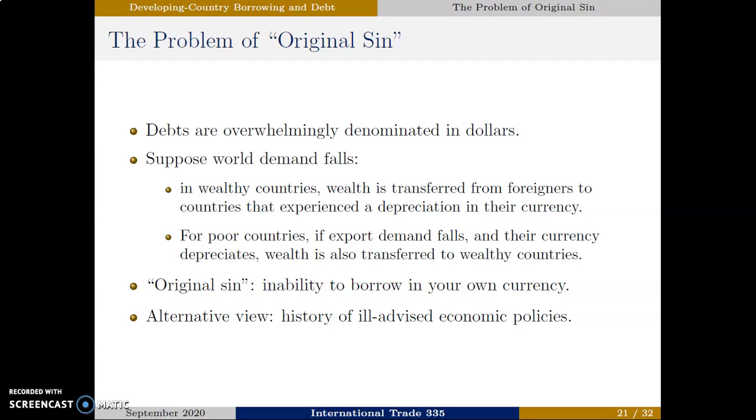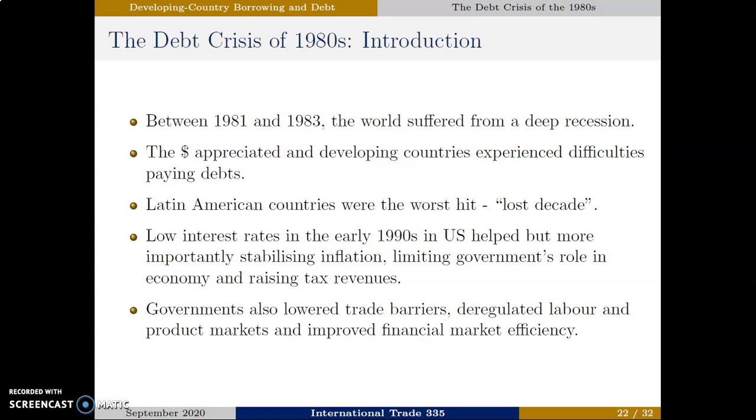But if you are a poor country with dollar-denominated debt, a depreciation means more repayment and wealth is transferred to wealthy countries. This is the problem of the original sin. An alternative view by other economists is that developing countries' history of ill-advised economic policies is the problem rather than their borrowing. We now move to two recent crises experienced by developing countries.